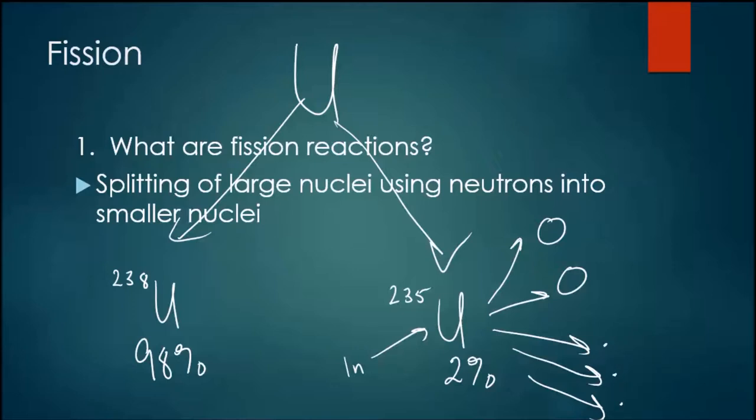So uranium-235 is the key to fission. To my understanding, though I may be wrong, there's only two major types of radioisotopes that we can split with a neutron, and that is Pu, plutonium, and uranium-235. Okay? So that's what makes them so valuable to us.